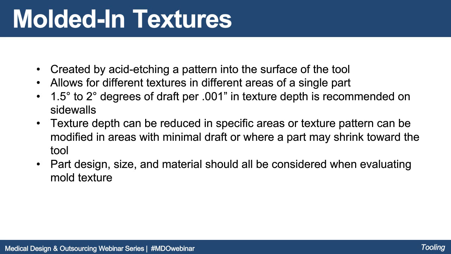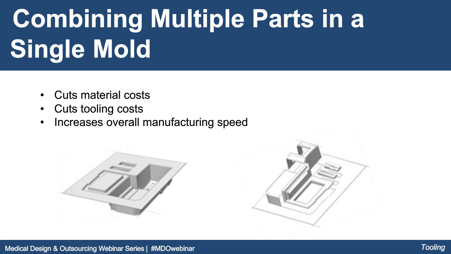Combining multiple parts in a single mold is possible in the pressure forming process. One of the advantages is it allows you to cut your total material costs. For instance, if you're able to mold a front panel and a rear panel, or a right side and a left side panel on the same tool and create a family mold, it allows you to reduce the total sheet size that's required to mold both of those parts.